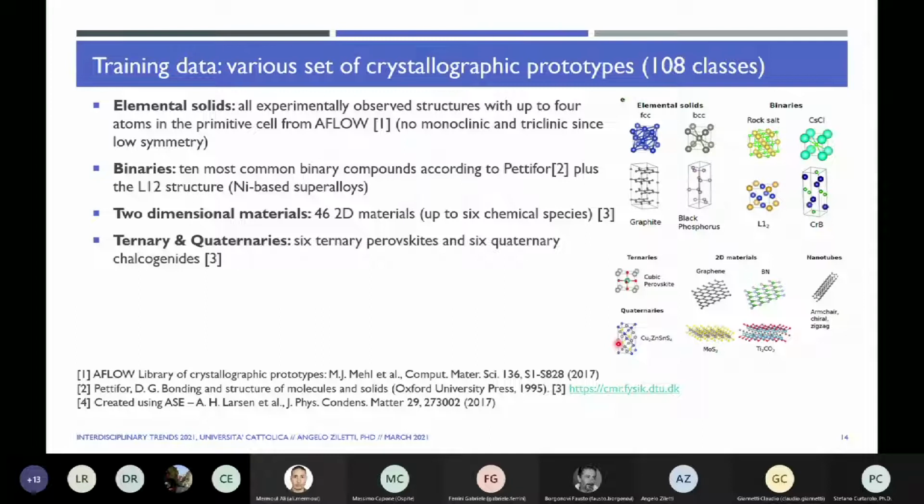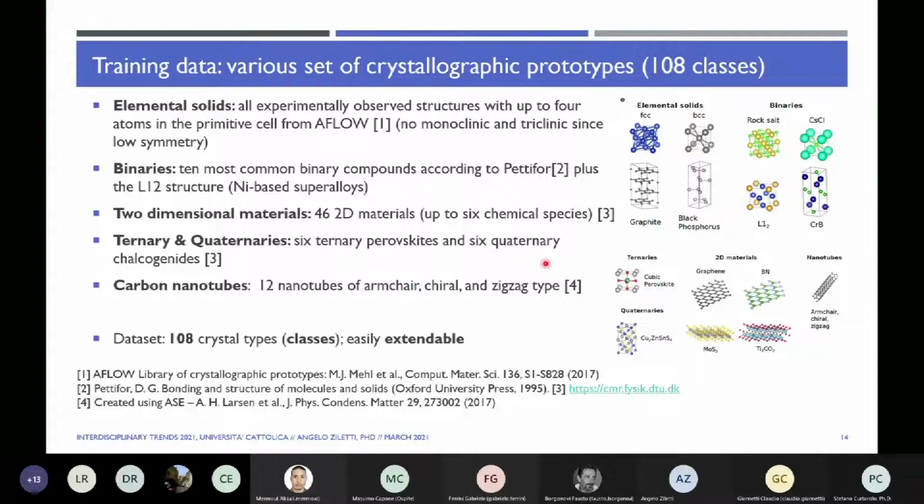And then we also have ternary and quaternary. That's mostly for proofs of concept. So we take 6 perovskites and 6 quaternary chalcogenides. And then we have carbon nanotubes, again, for proofs of concept to show that we can also deal with more exotic structures. And we have 12 carbon nanotubes that we just generate. And this gives 108 classes. So it is also extendable because it's a deep learning framework, so you will have just more classes. But that's what we classify.